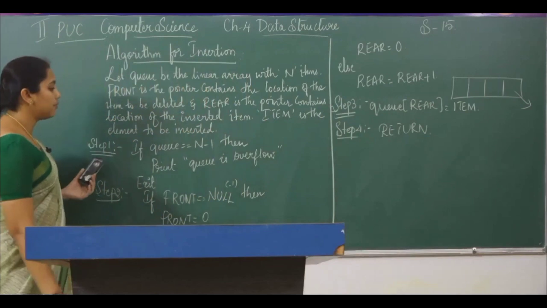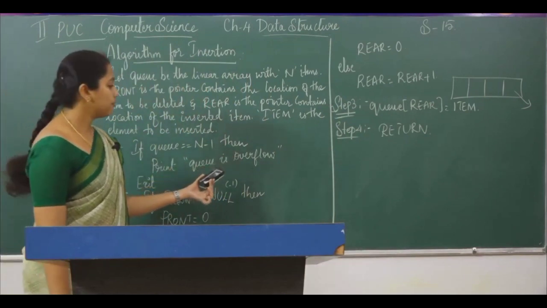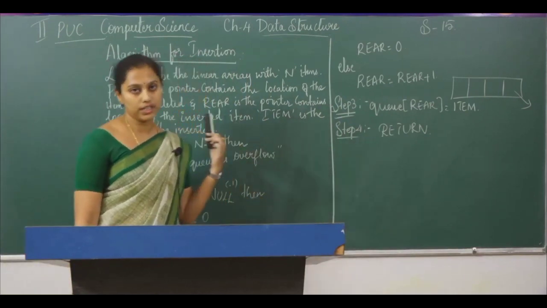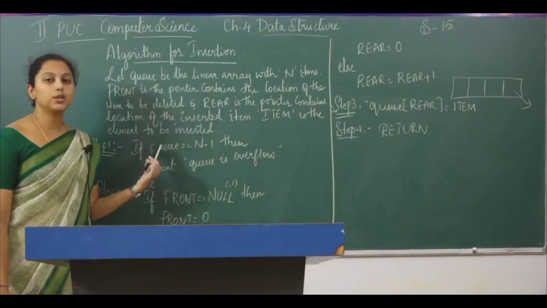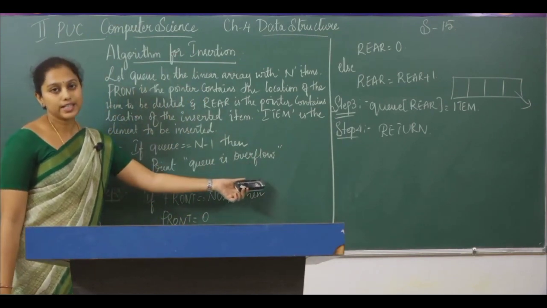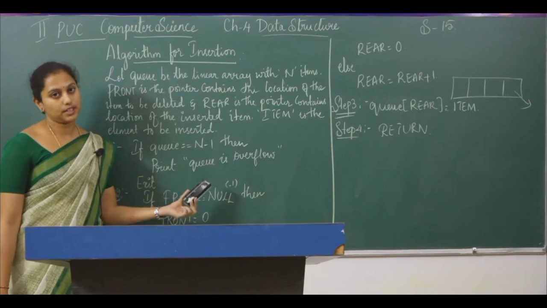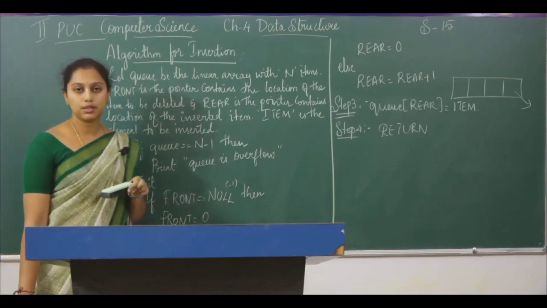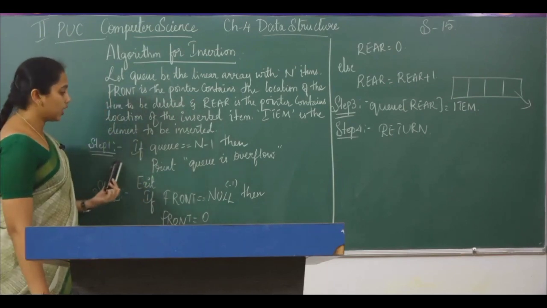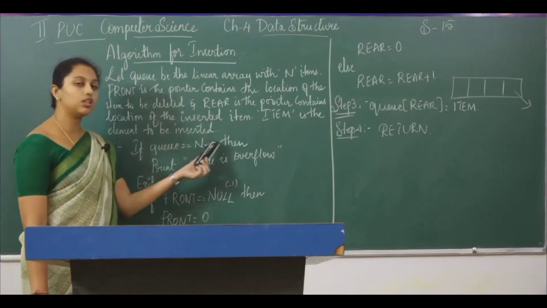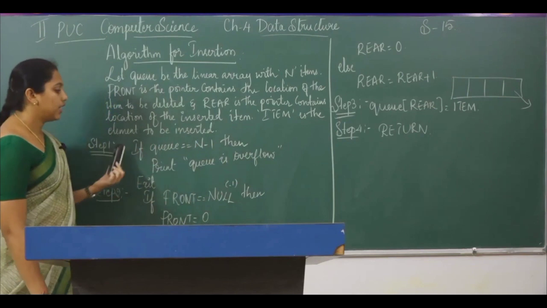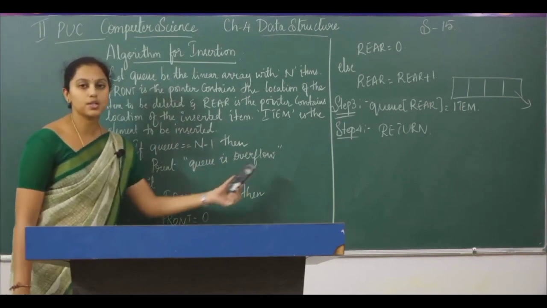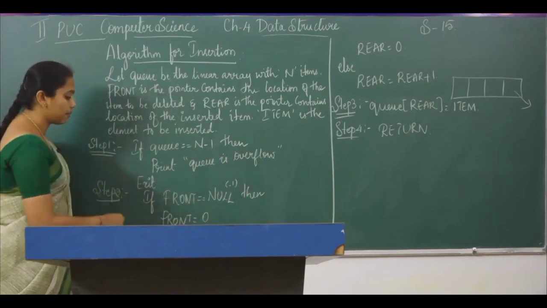So what is the first step? The first step is to check for the overflow condition, that is whether the queue is full or in the overflow state. If the queue is already full, we cannot insert an item into the queue. So for that we are checking the condition: if rear is equal to n minus 1, then we have to print that Q is overflow and we are exiting from that.